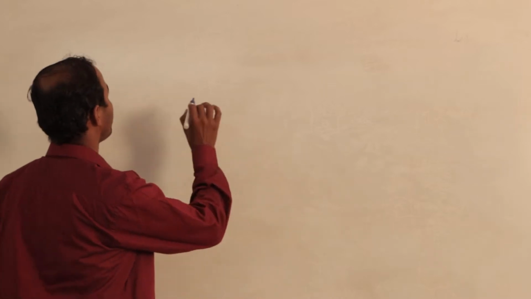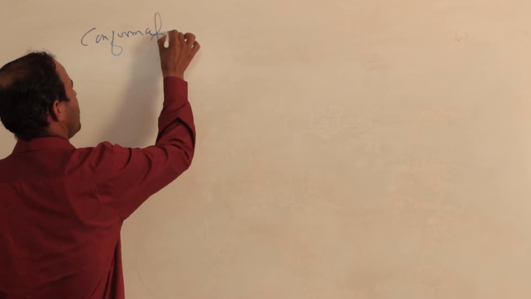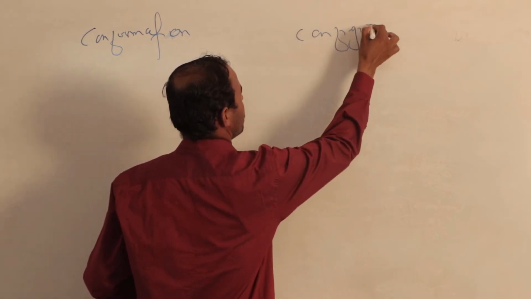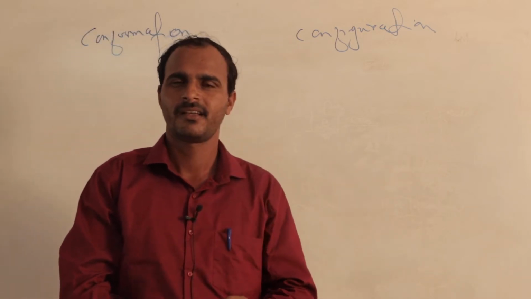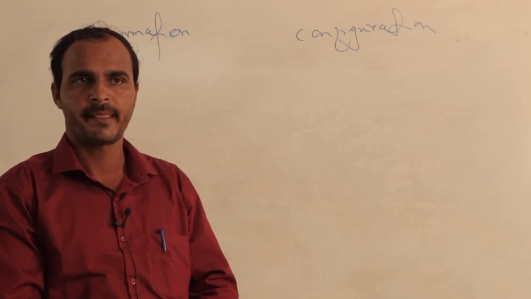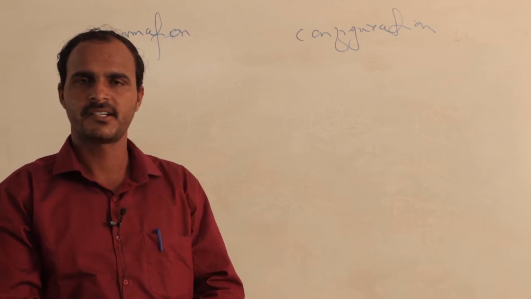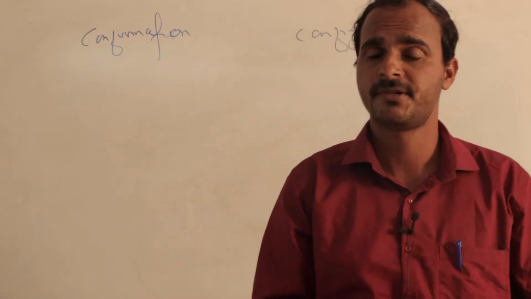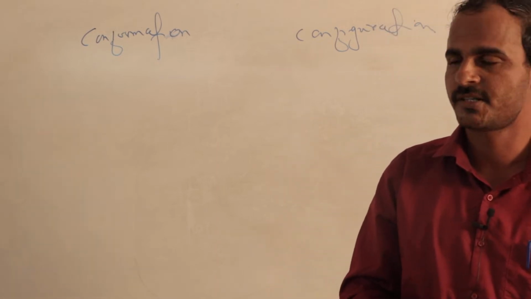So we are going to start the new point of our syllabus, which is conformations and configurations. First point, the difference between conformations and configurations. The definition of conformations: conformations refer to different arrangements of atoms in molecules. They can readily interconvert. The definition of configurations: configuration refers to different arrangements of atoms in molecules. They cannot readily interconvert. So this is the first difference between conformations and configurations.